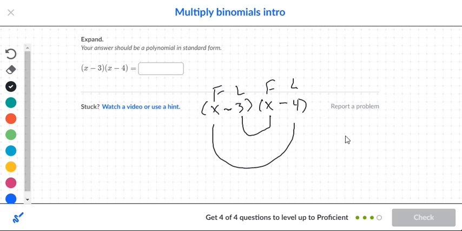So we have the x times the x. And remember, when you're multiplying, just count up letters. So this is x to the second. Then we have the negative 3x with the inside smile. And we have negative 4x for the outside smile. We always lead with the number, then the letter. So that's why we have the negative 3x and the negative 4x.